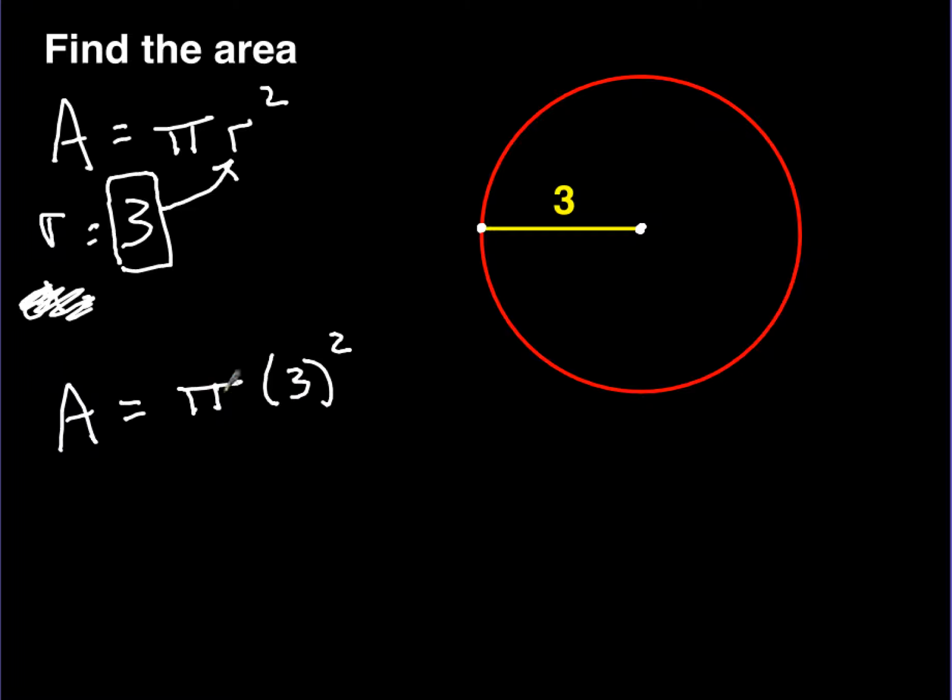So what I want to do is use my order of operations, and I have to do the exponent before I do my multiplication. So I don't get to do pi times 3. I have to do 3 squared first. So let's talk about 3 squared just real quick.